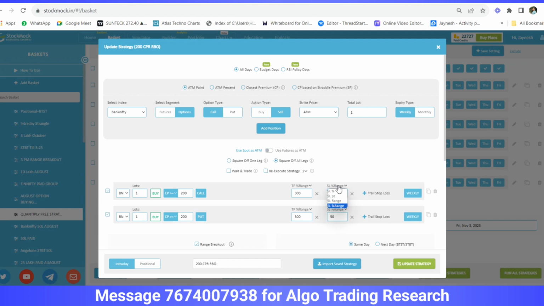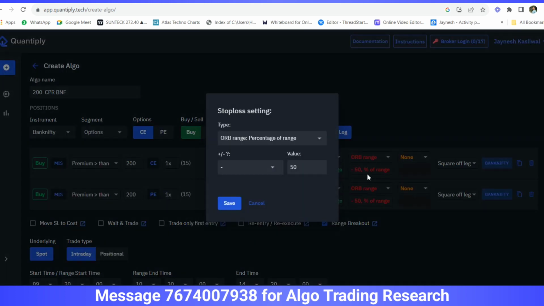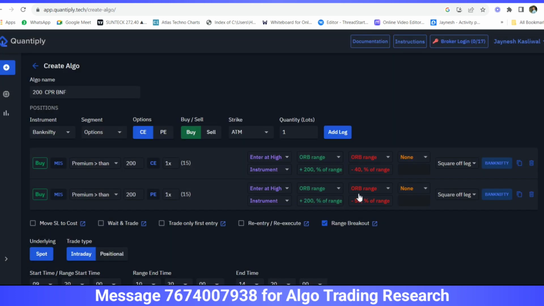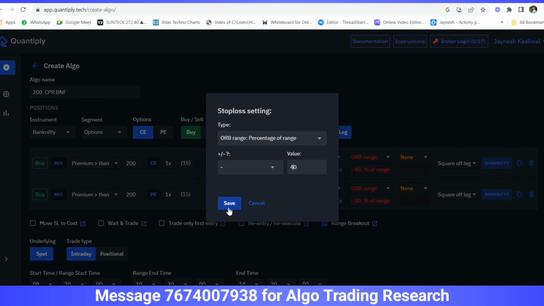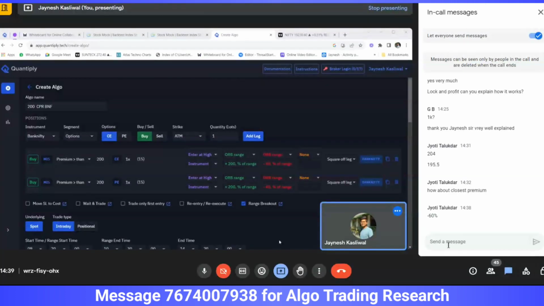Let's say if I keep SL percentage range as 40%, okay, SL percentage range as 40%, स्टॉकमॉक में क्या होगा, क्वांटिप्लाई में क्या सेटिंग होगा? अगर आप रेंज -40 रखोगे, if I clip range -40% of the range, then what is the stop loss logically? ये stop loss क्या हो गया? ये अगर मैंने ये सेटिंग डाली कि स्टॉकमॉक में 40% है तो इधर भी मैं 40% रखूंगा, तो इधर मेरा स्टॉप लॉस क्या हो गया असली में?